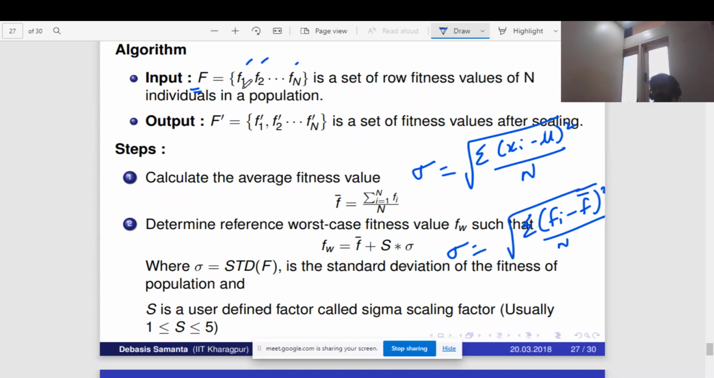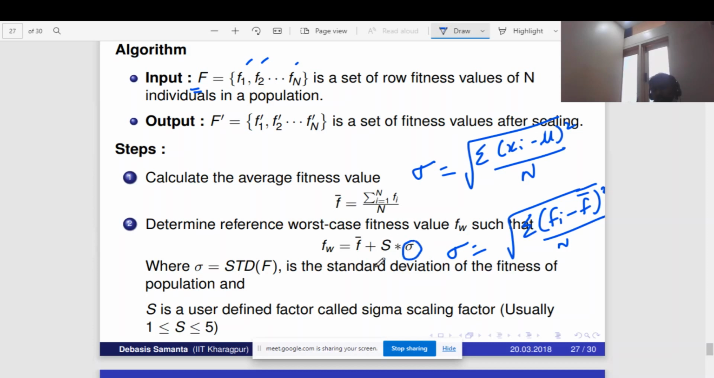So we have all fi: f1, f2, up to fn. Plug them into this equation. So it is the summation of f1 minus f dash the whole squared by n, plus f2 minus f dash the whole squared by n, and so on and so forth. So you got sigma.